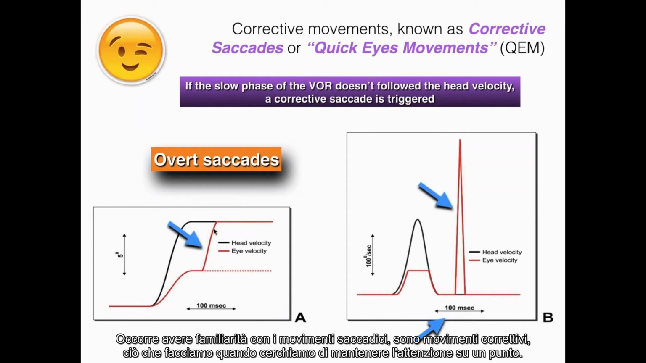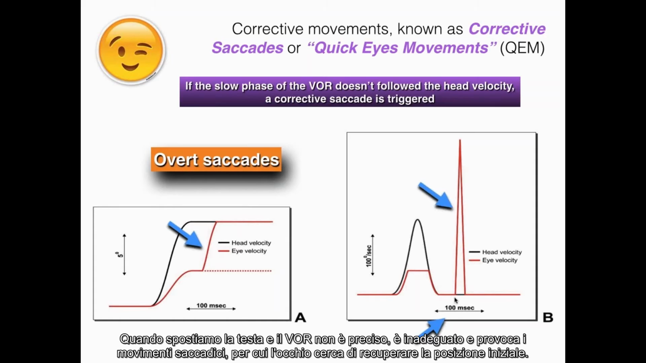So we have to be familiar with the saccades. What are saccades? Saccades are corrective movements. It's what we do to try to keep our gaze in focus. When we move our head and the VOR is not precise, is deficient, we trigger a saccade, which catches the eye up to put it in the primary position.